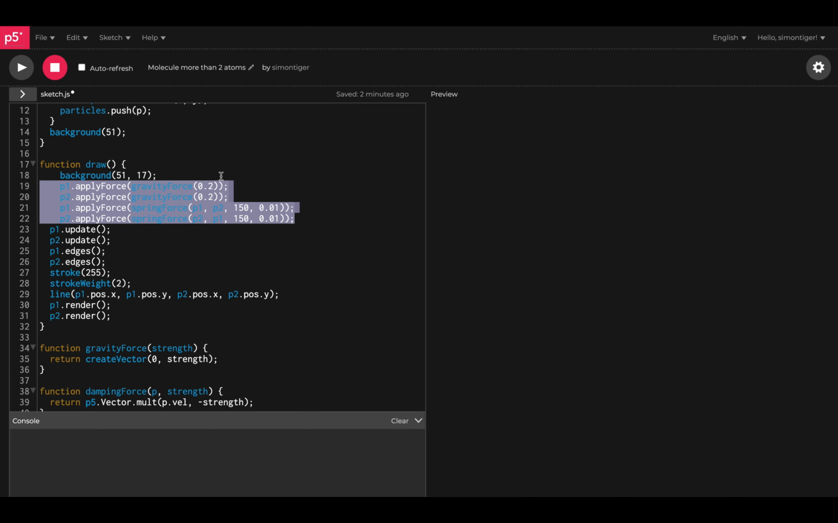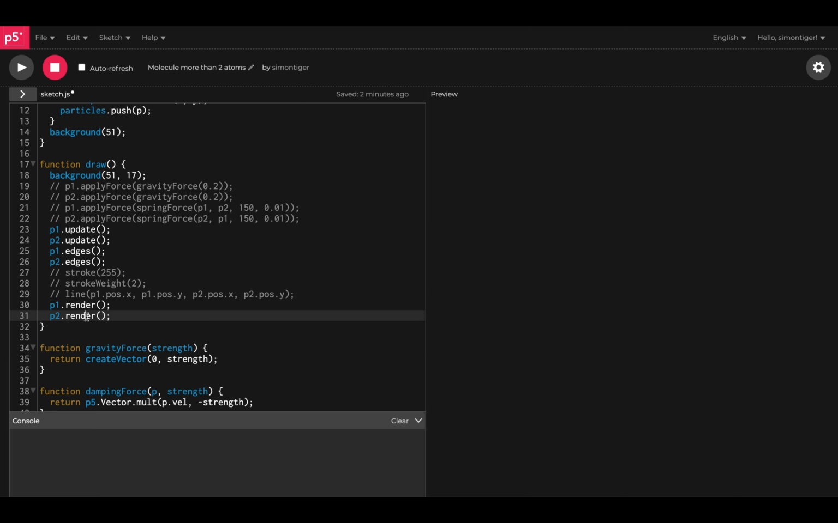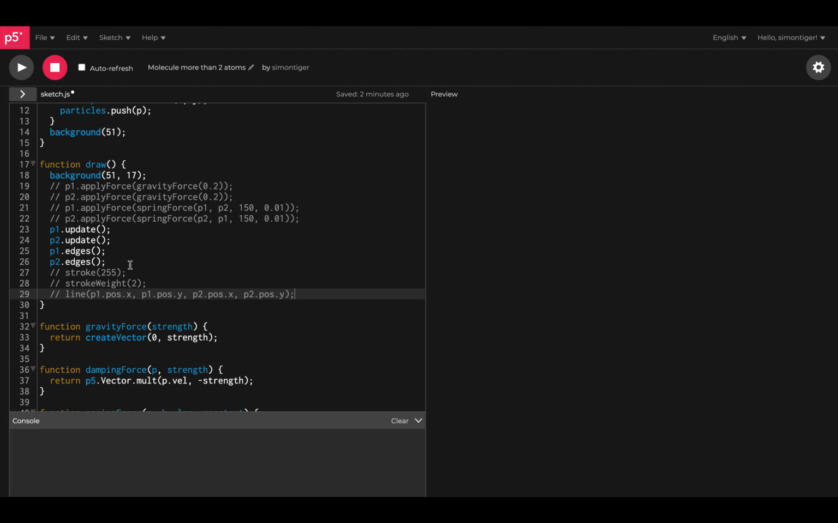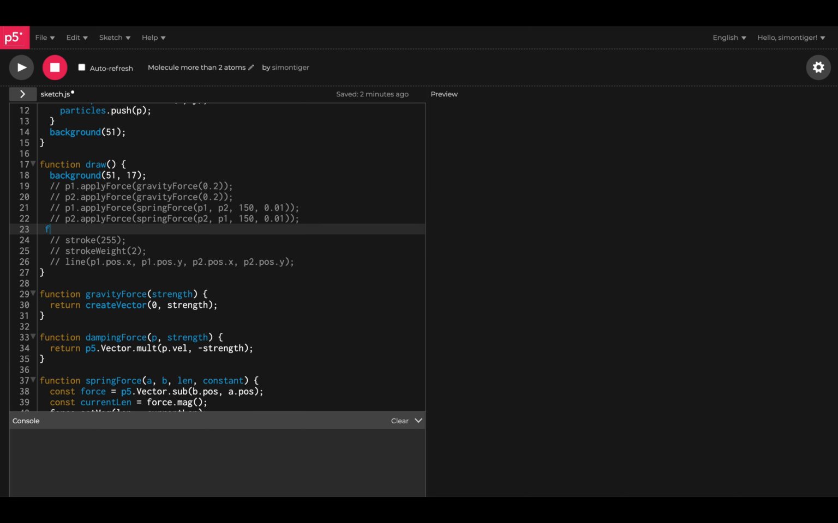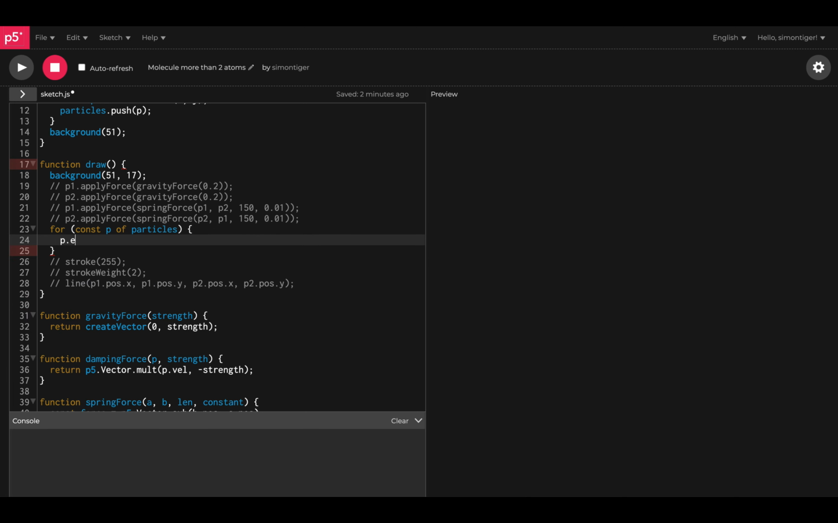So I'm just gonna show what this is gonna look like. Comment it. I'm also gonna comment the spring out. And then for every particle, I want to check it against the edges and update it.